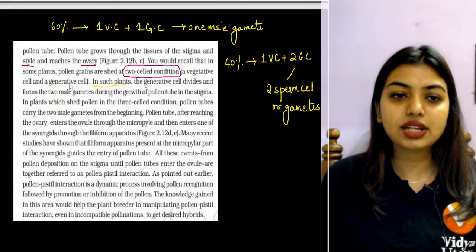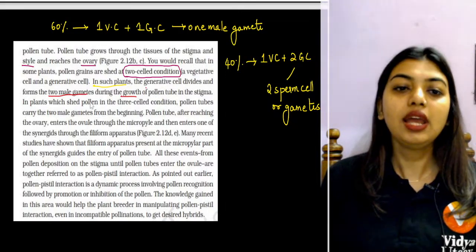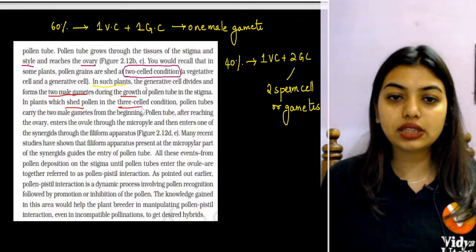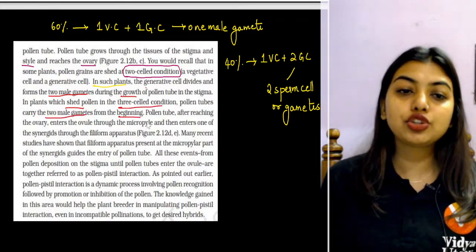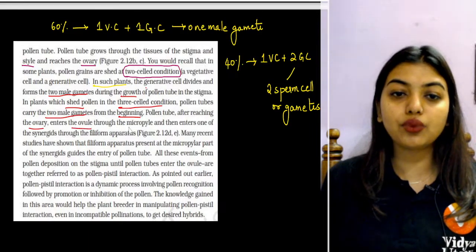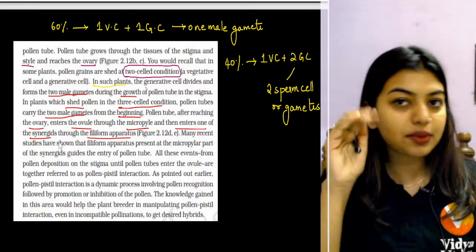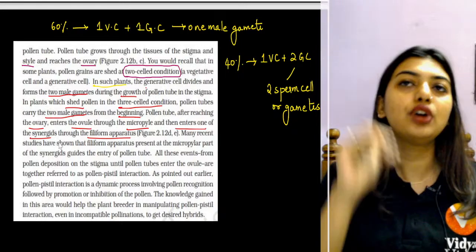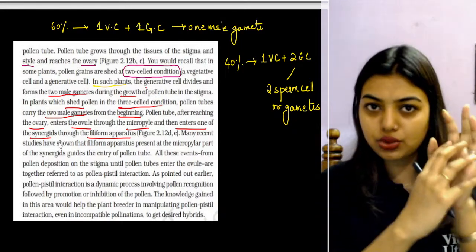Now look here, the generative cell divides and forms two male gametes during the growth of the pollen tube in the stigma. In plants which shed pollen in the three-celled condition, the pollen tube carries two male gametes from the beginning. The pollen tube, after reaching the ovary, enters the ovule through the micropyle and then enters one of the synergids through the filiform apparatus. So I told you the filiform apparatus is like the person who will call, come inside, no? So this pollen tube will enter through the filiform apparatus into the synergid.